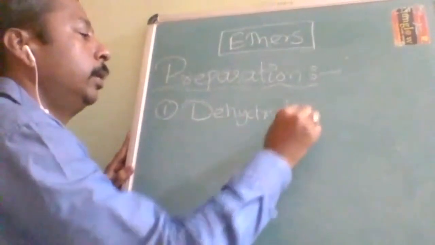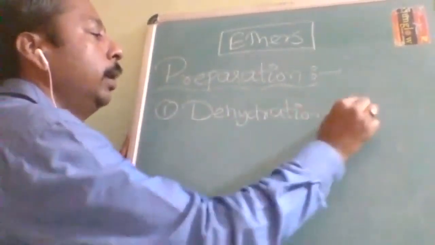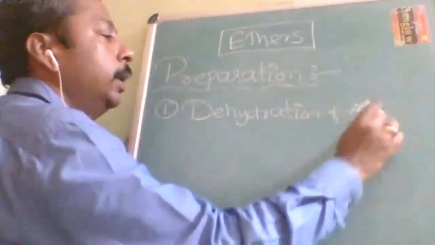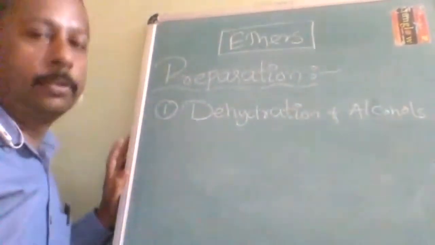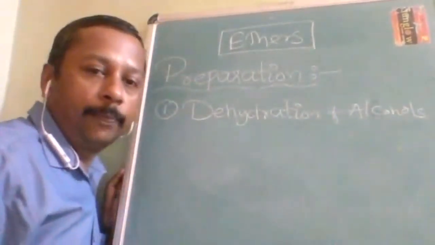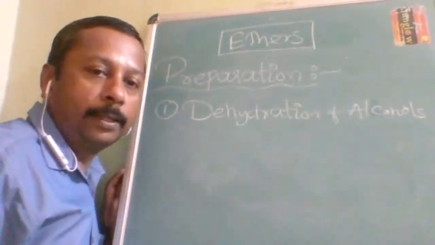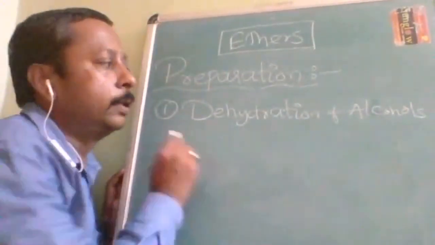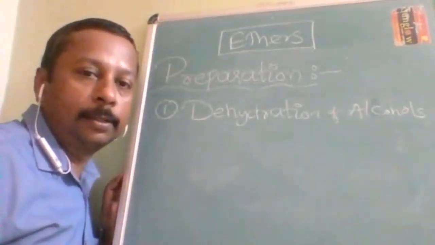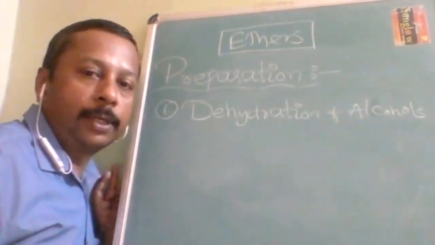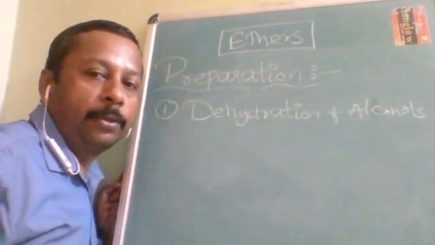Dehydration. Okay. Dehydration of alcohols, what will you do? As I told you, in organic chemistry everything you will study at least two times. How many times? Two times. One will be in properties, another will be in preparation. The same reaction you must have studied in the properties of alcohols. Again, you are going to study it here, but in the preparation of ethers.